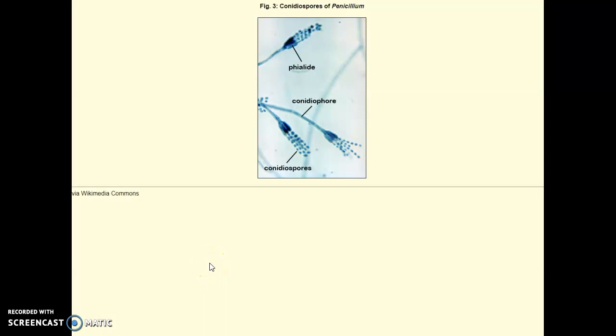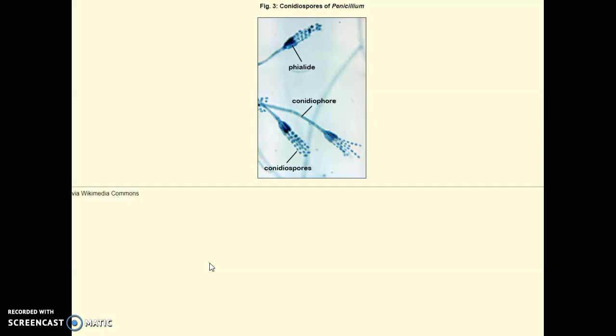In this video, I'm going to walk you through Lab 9. Lab 9 takes a look at the different morphologies of the eukaryotic microorganisms that we will study throughout the semester. This first image that you see here is of a fungus.